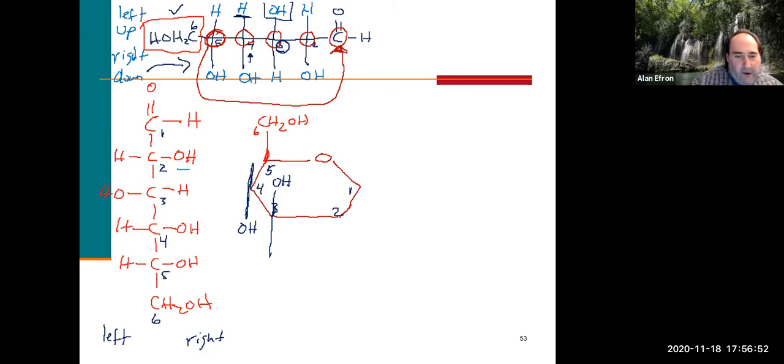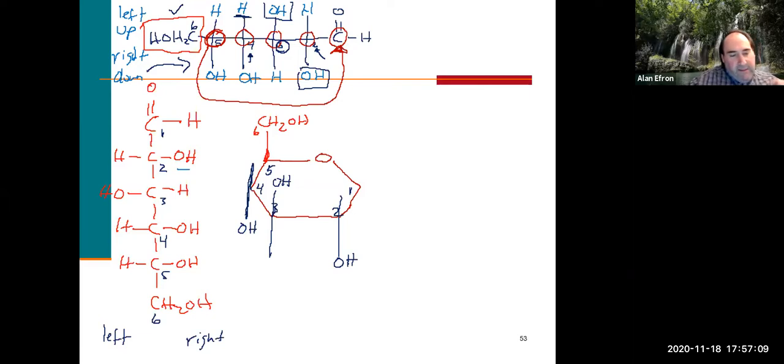We're then going to go to carbon number 2 here. And we see the OH group is down. So we're just going to put a line here and put our OH group down so far. Any questions at this point?